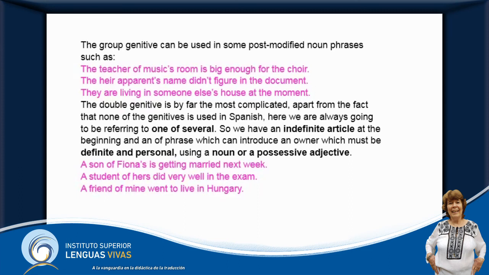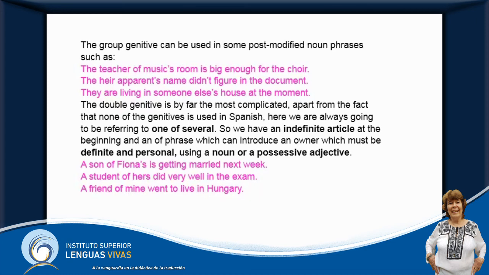Okay. The double genitive is by far the most complicated. Apart from the fact that none of the genitives is used in Spanish, here we are always going to be referring to one of several. That is what you have to bear in mind and you have to understand. So the double genitive is going to start with an indefinite article at the beginning, and then an of phrase, which can introduce an owner, which must be definite and personal. And here we can use a noun or we can use a possessive.